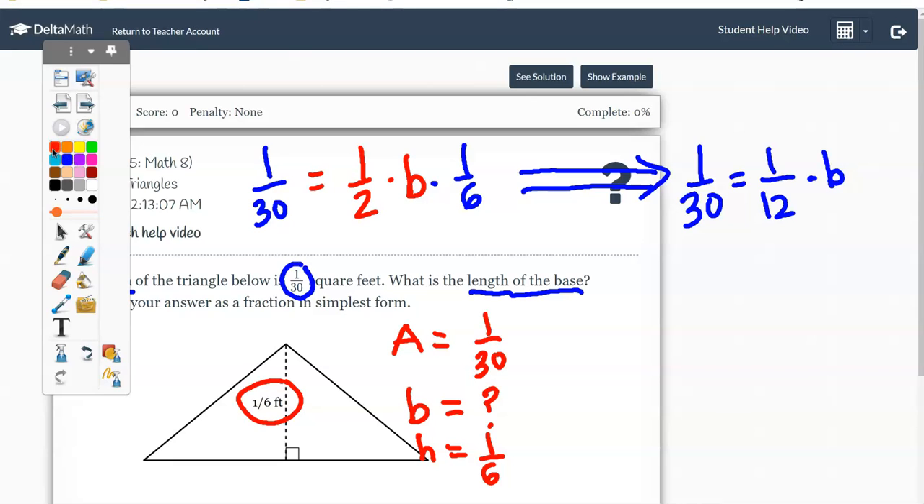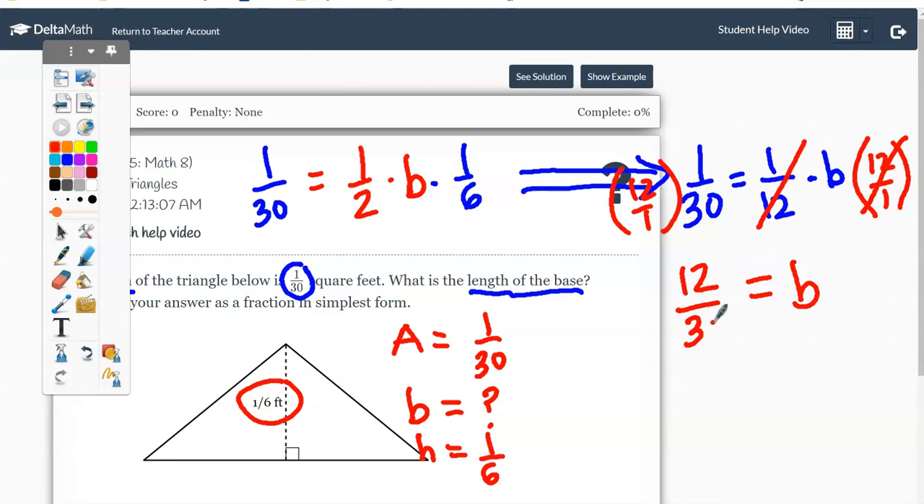So now I'm going to isolate this letter b by removing this multiplying by 1/12. And the opposite of multiplying by 1/12 is dividing by 1/12, but we don't write fractions in fractions. So instead of dividing by a fraction, we're going to multiply by the reciprocal. Both sides, 12/1. This 1/12 and that 12/1 will cancel out, right? Reduces to 1. And then 12 times 1 is 12, and 1 times 30 is 30.